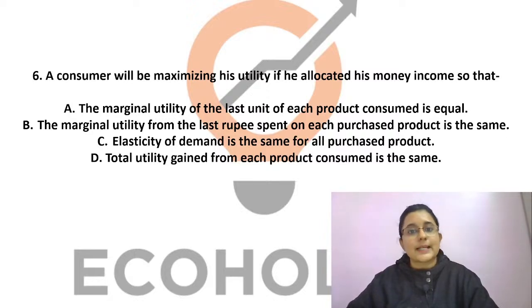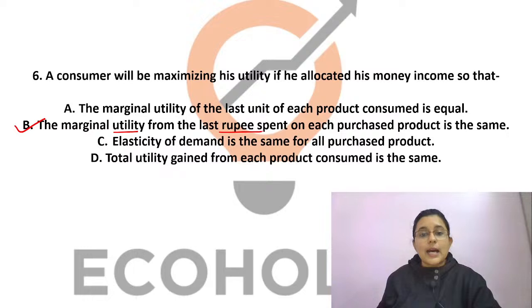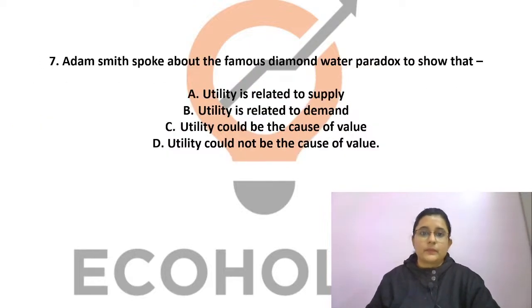So a consumer will be maximizing his utility if he allocates his money income so that the marginal utility of the last unit of each product consumed is equal. The marginal utility from the last rupee spent on each purchased product is the same. Elasticity of demand is the same for all purchased products, and total utility gained from each product consumed is the same. Let me tell you the right answer. Actually, option B is the right answer, where the marginal utility from the last rupee spent on each purchased product is the same. This is the right answer.